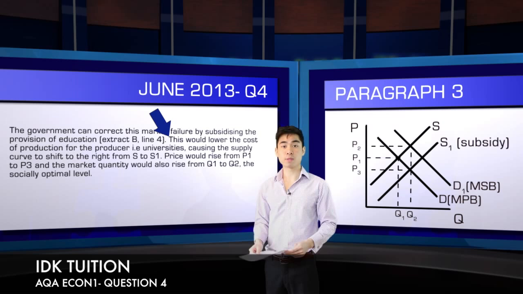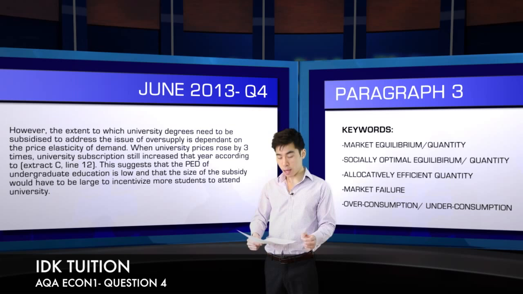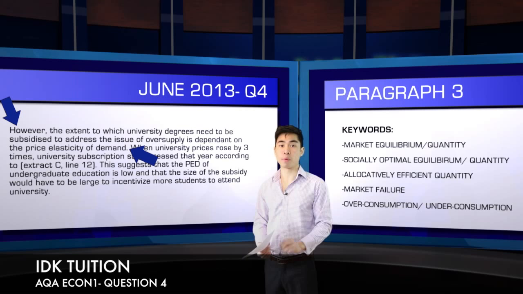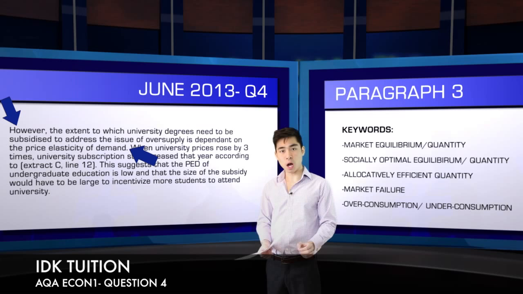Last point to make on paragraph three. So remember, you want to be including an evaluation point for every paragraph from paragraph two onwards. And the evaluation point that I would include for paragraph three, so remember, you're talking here about subsidies and taxes, I would always make a point about elasticities. It's a very easy point to make anytime you draw a diagram. But essentially, the size of the tax or the subsidy imposed by the government in order to restore this allocatively efficient quantity is going to be dependent on elasticities.